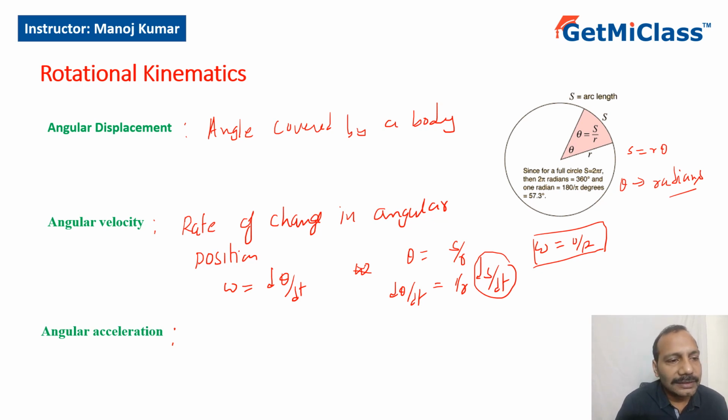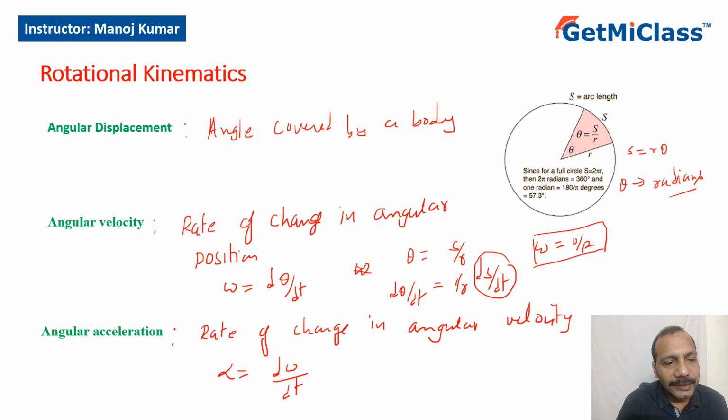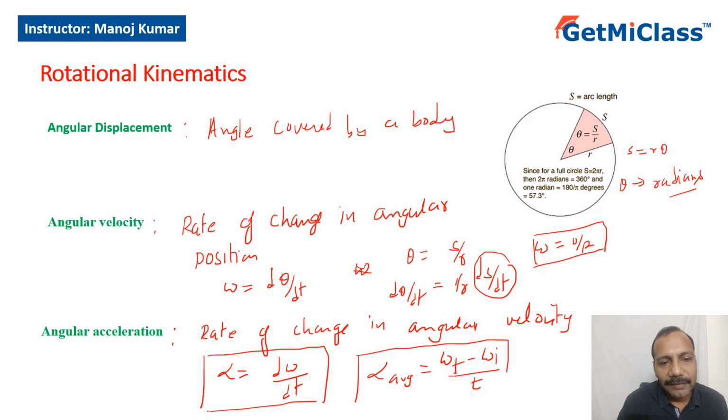Then angular acceleration. We define linear acceleration as the rate of change in velocity of the body. So angular acceleration is the rate of change in angular velocity. This is represented by alpha. I can write alpha equal to d omega by dt. And if we are looking at average values, alpha average equals final angular velocity minus initial angular velocity divided by time. This is average angular acceleration.